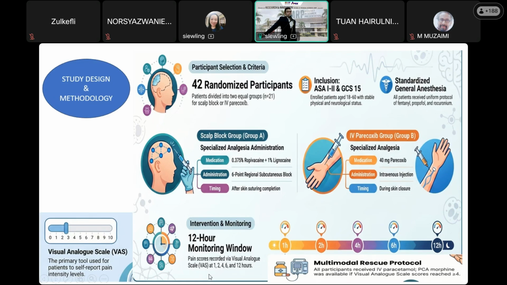And then in terms of the rescue protocol or rescue analgesia, we put all the patients on PCA morphine, meaning that if they have a pain score of 4 or more, they are able to press the PCA morphine and get the analgesia from there. And we also assess the usage of PCA morphine of each patient.